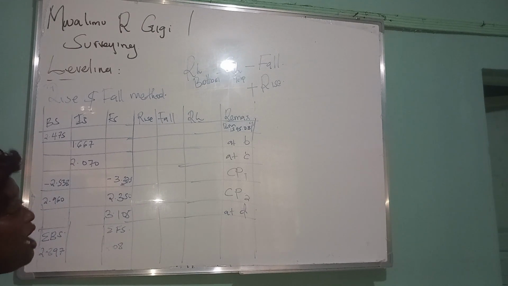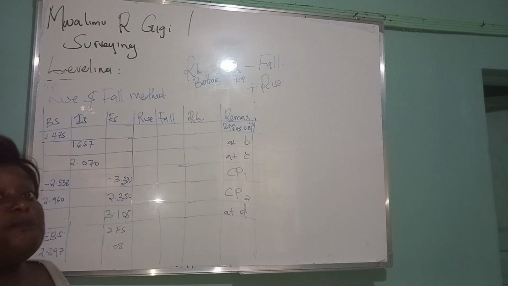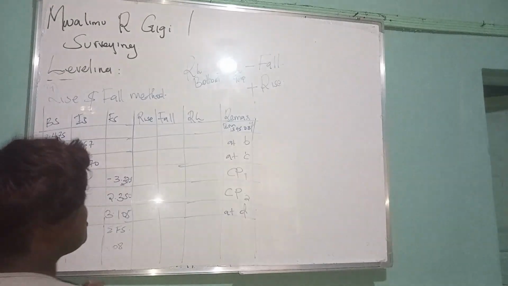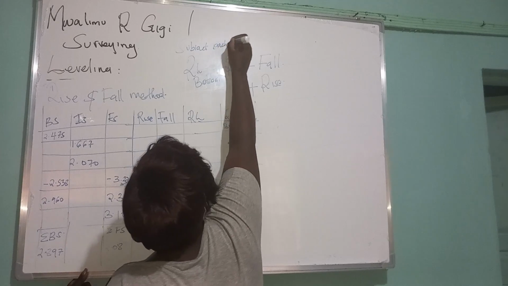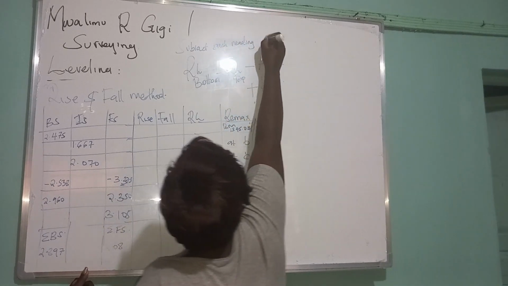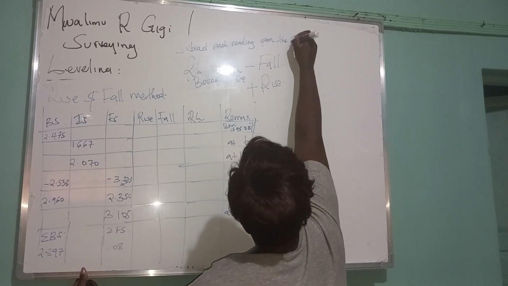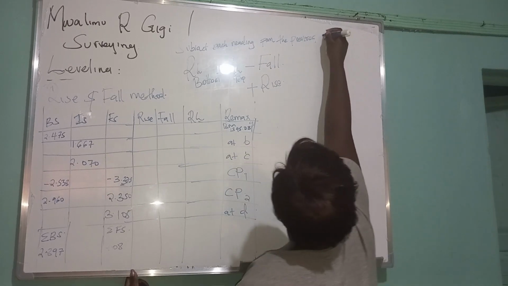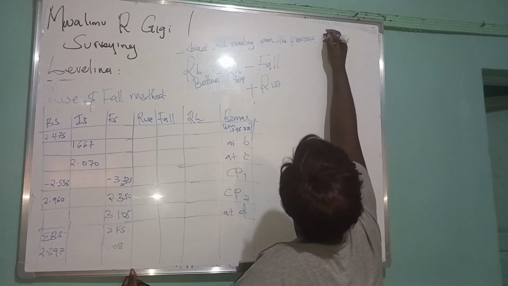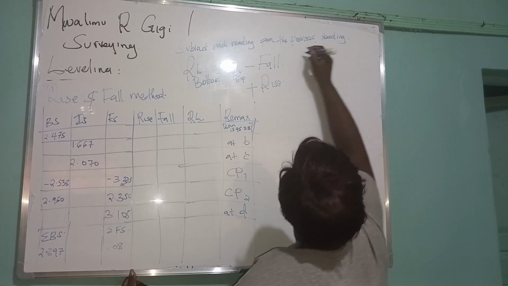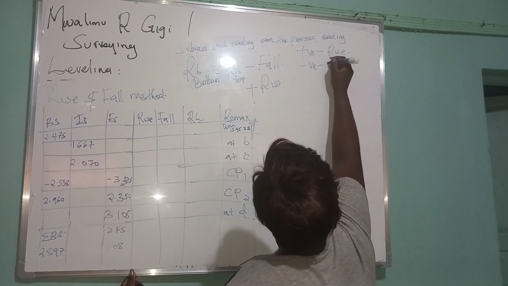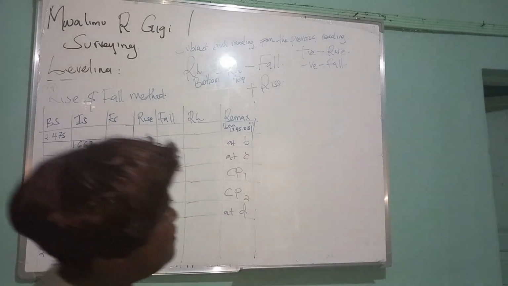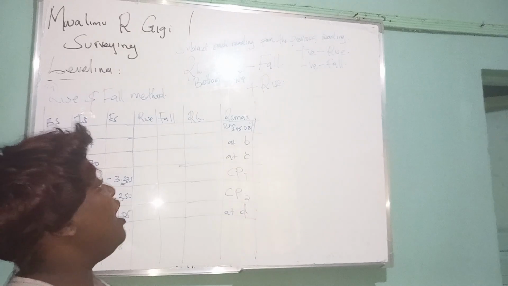So how do you find a rise or a fall? We subtract each reading from the previous reading. If it is positive, it is a rise. And if it is negative, it is a fall.